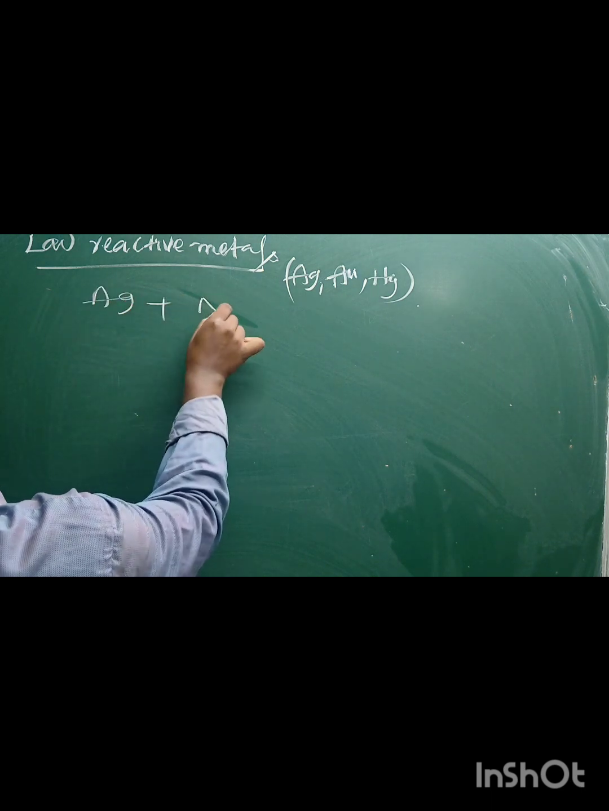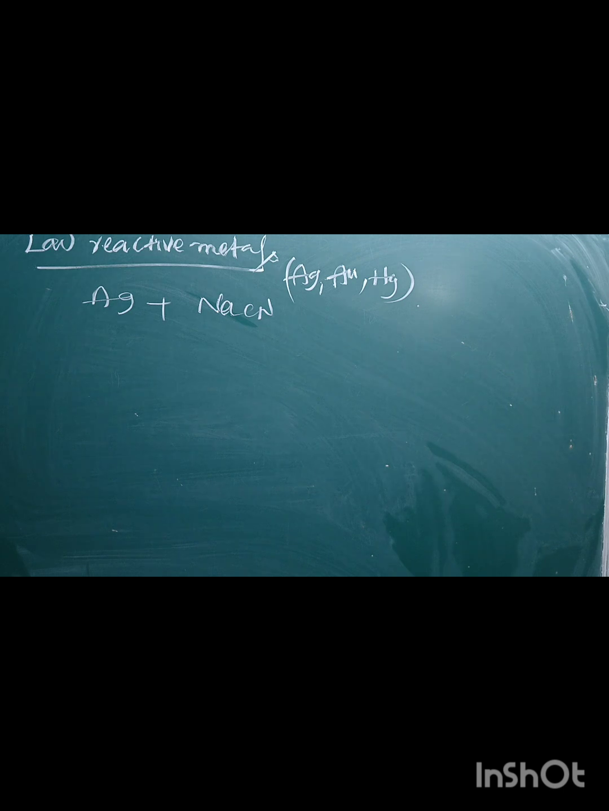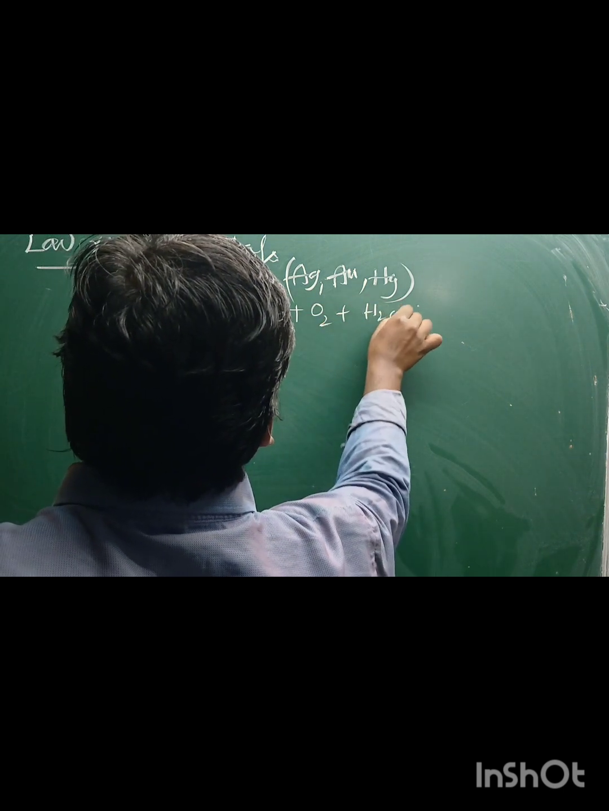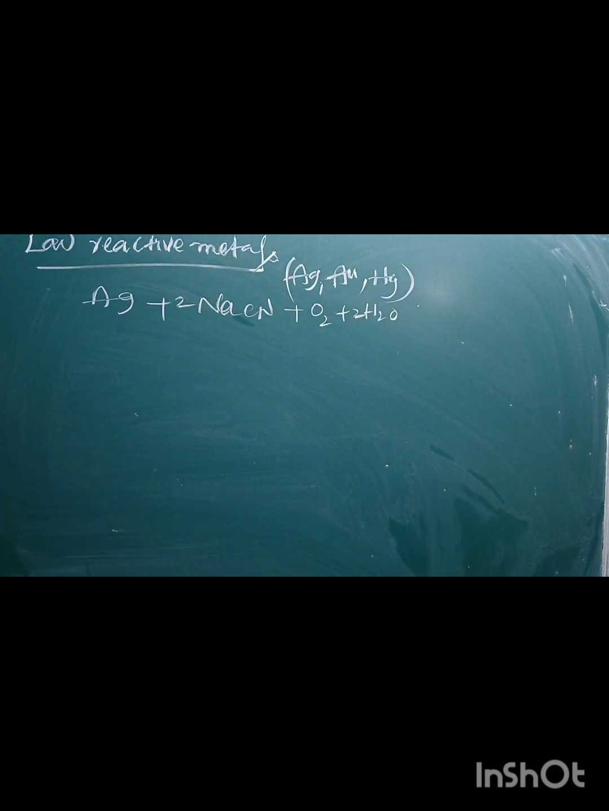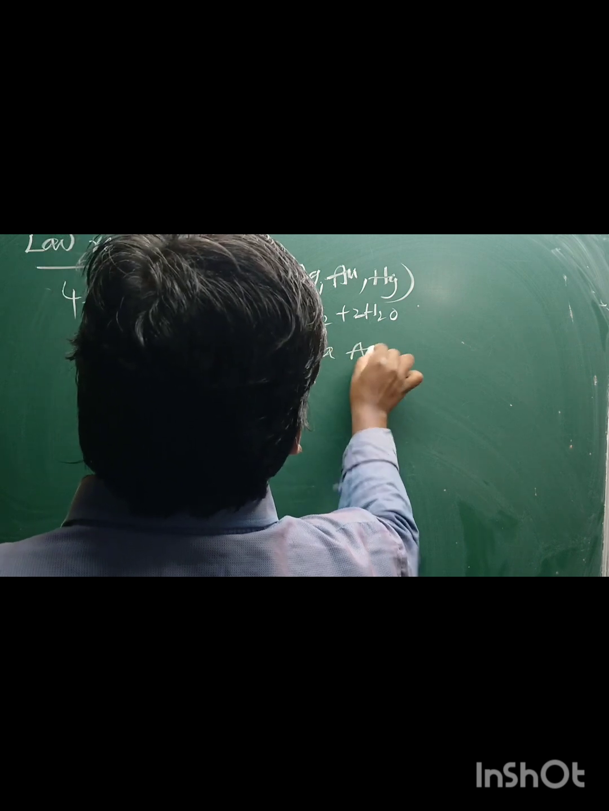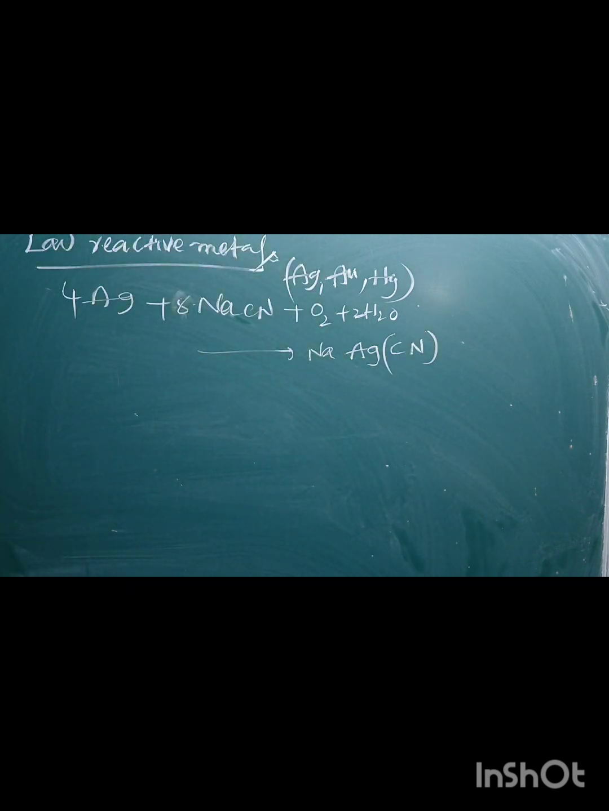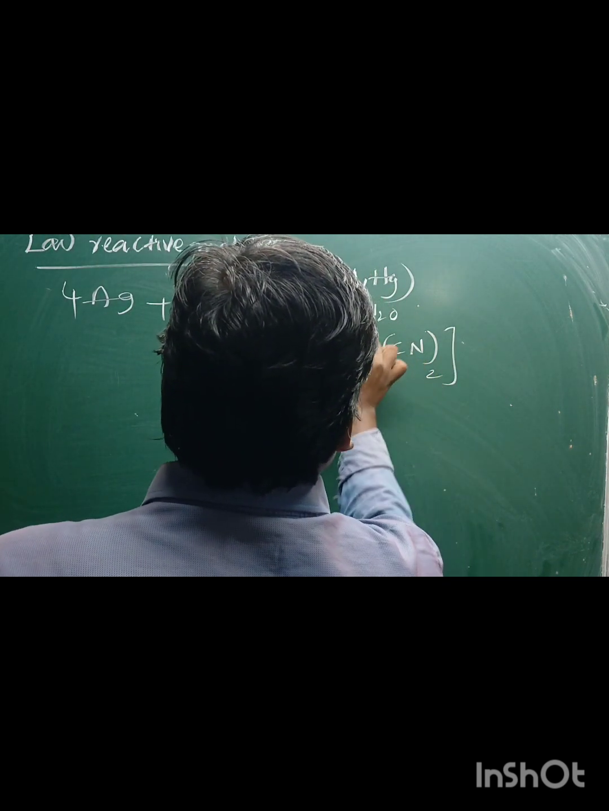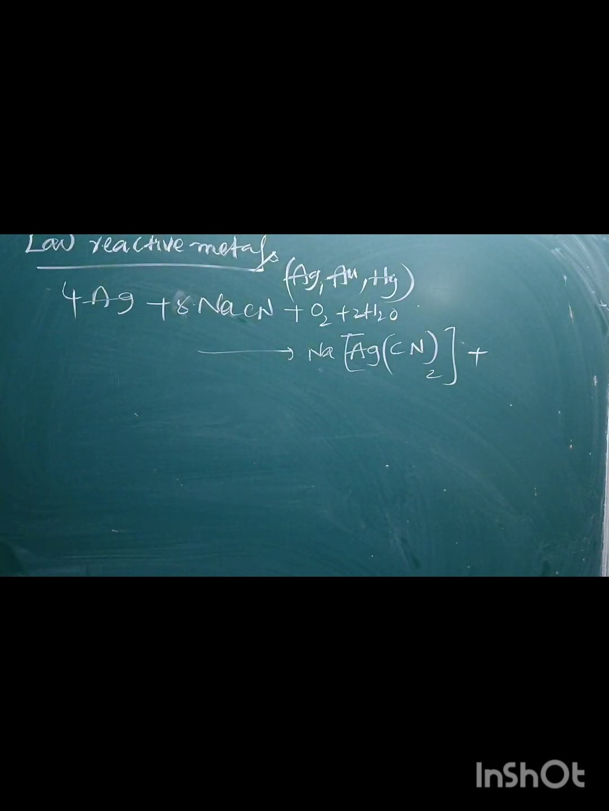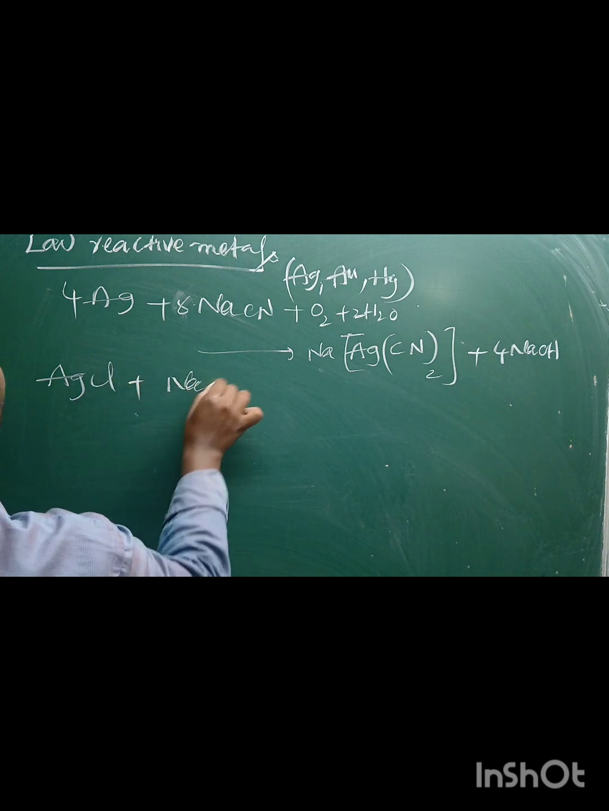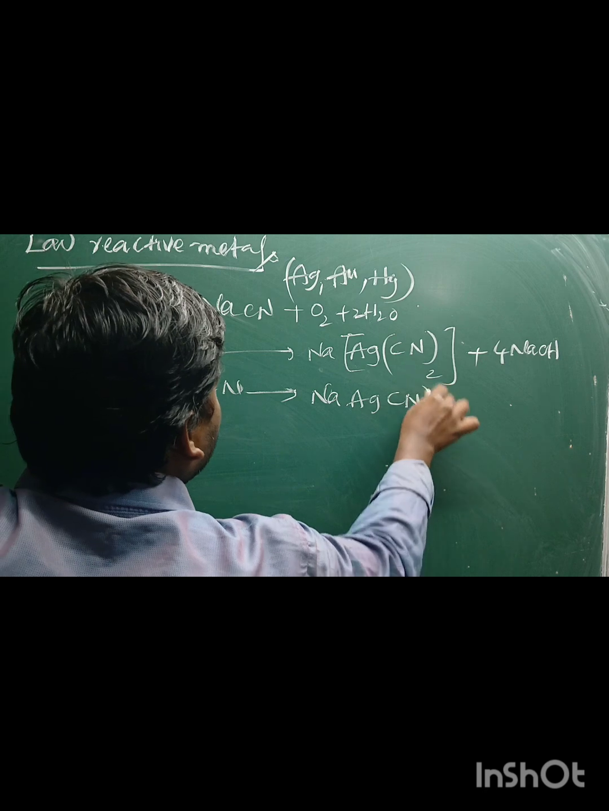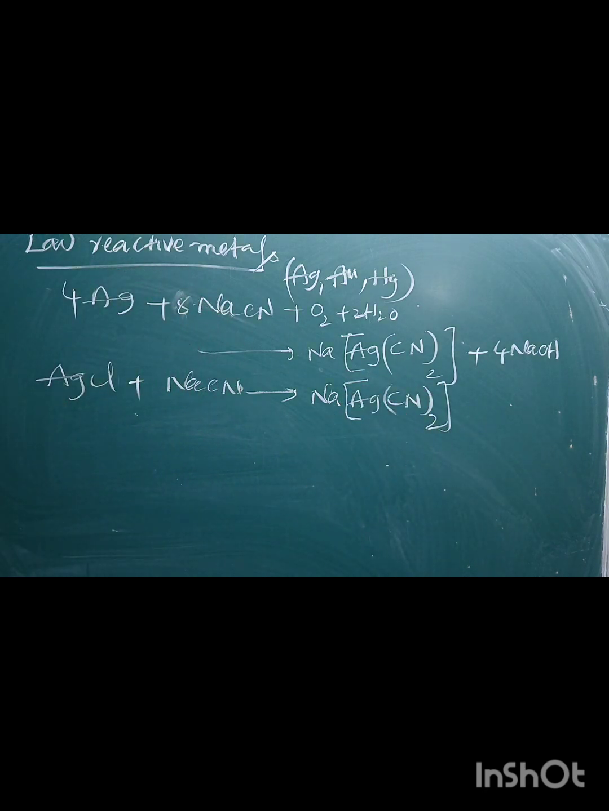Silver is reacted with sodium cyanide in the presence of air and water to form 4Ag 8NaCN, to form sodium argentocyanide. In sodium argentocyanide, if you take one more example, AgCl combines with sodium cyanide to form sodium argentocyanide, and also NaCl.